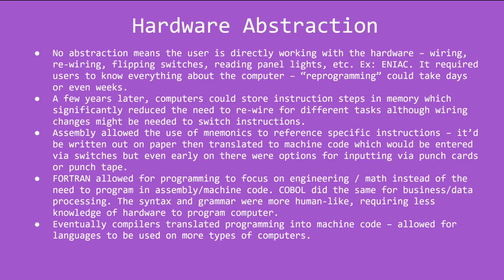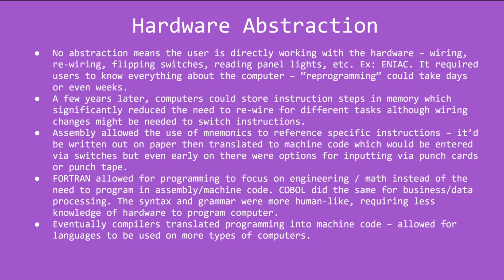Now, I've talked about hardware abstraction. With no abstraction, the user is directly working with the hardware, wiring, rewiring, flipping switches, reading panel lights, etc. Basically, what was done with ENIAC. It would require users to know literally everything about the computer. Reprogramming could take days or weeks with big computers. A few years later, computers could start to store instruction steps in memory, which heavily reduced the need to wire, although that was still needed for some things, like maybe wiring to switch instructions.